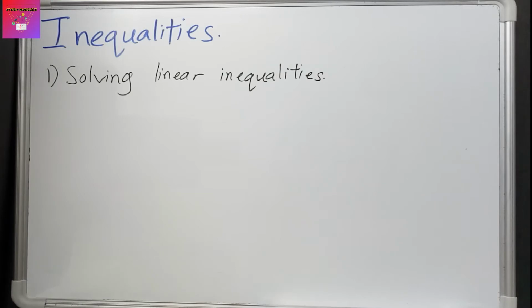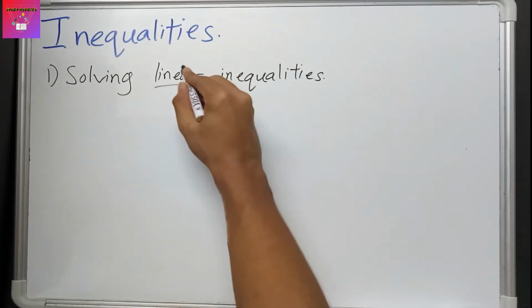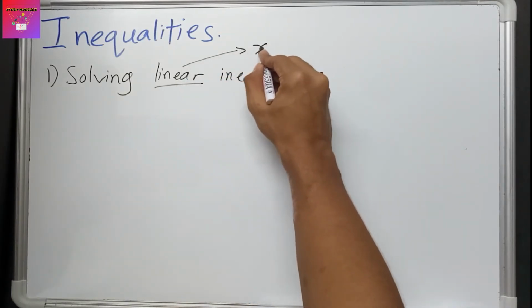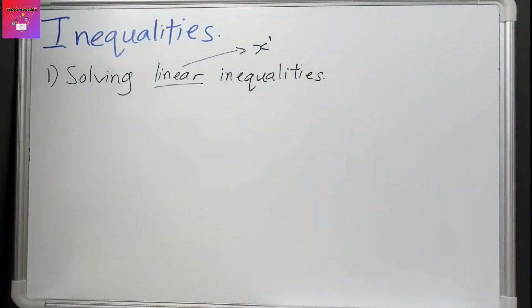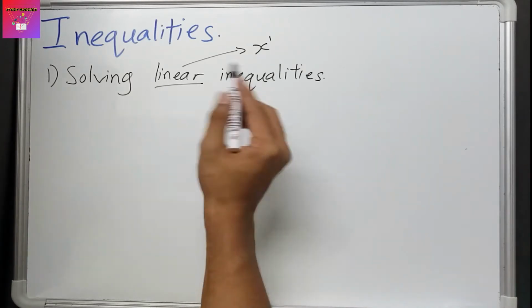First, let us look at the first category of questions: solving linear inequalities. The word linear means that it only has x with a power of 1, which means it does not have x to the power of 2, 3, 4 and so on. So solving linear inequalities involves only x with the power of 1.